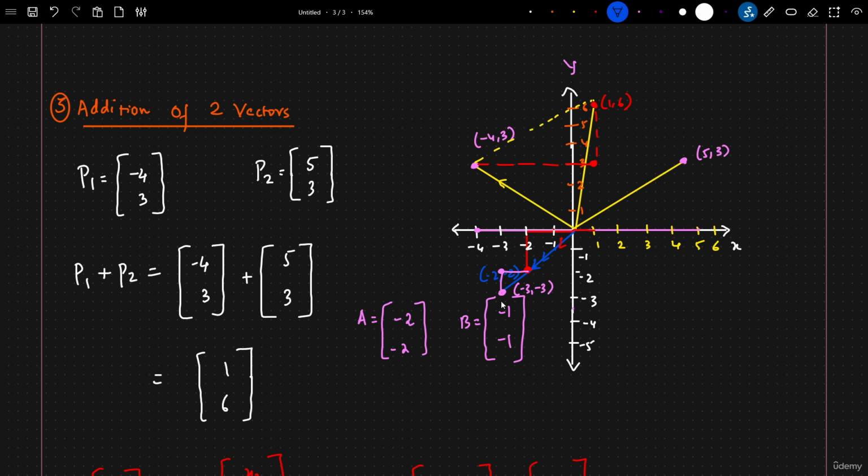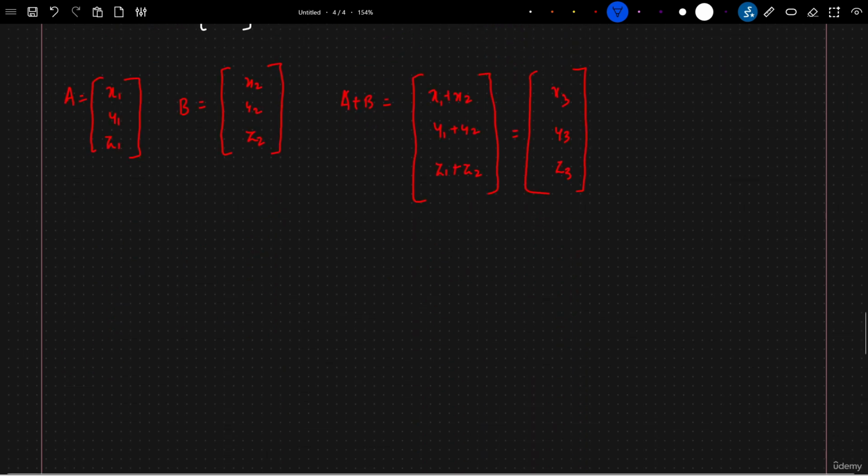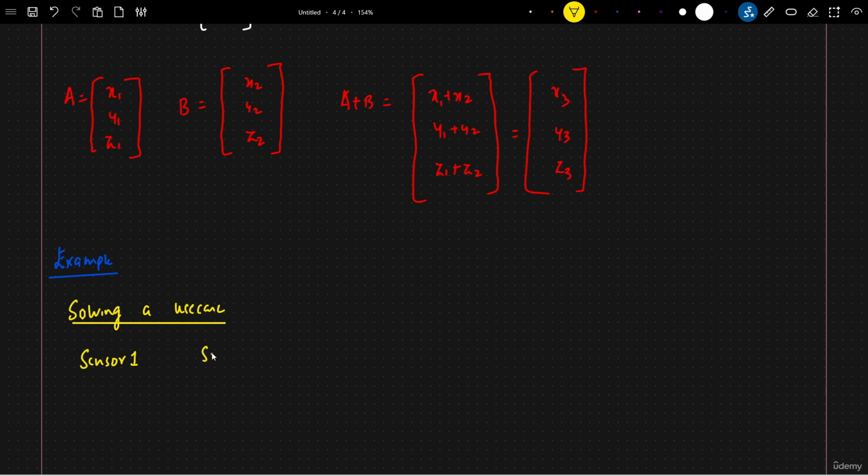This was about understanding the addition of two vectors. Now let's see where exactly we use these techniques with respect to data science. Here is an example with respect to data science. In one of my previous companies, I was solving a use case. In that use case, we had some sensors, sensor 1, sensor 2.